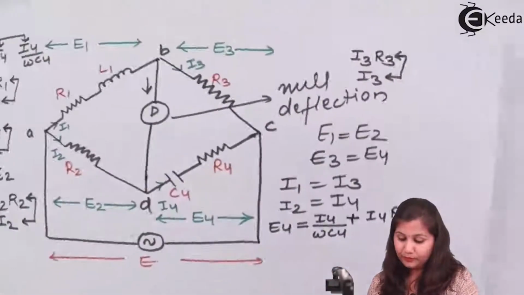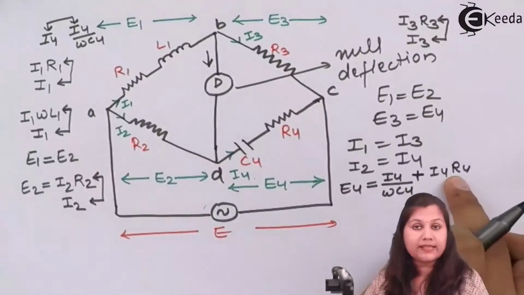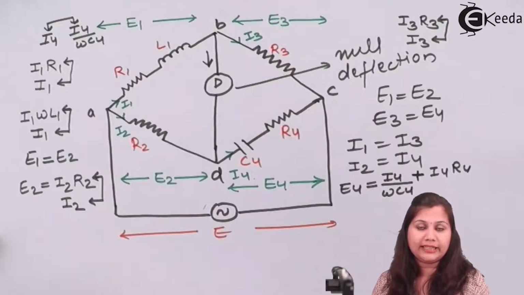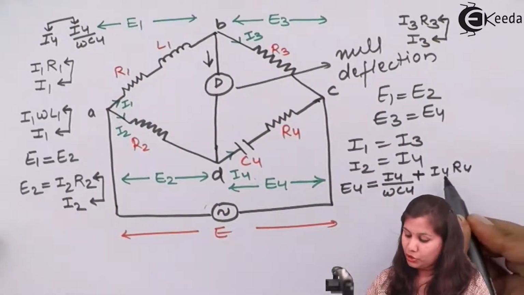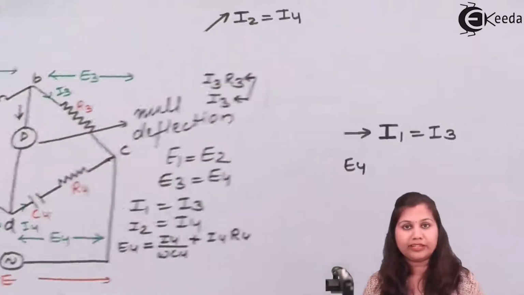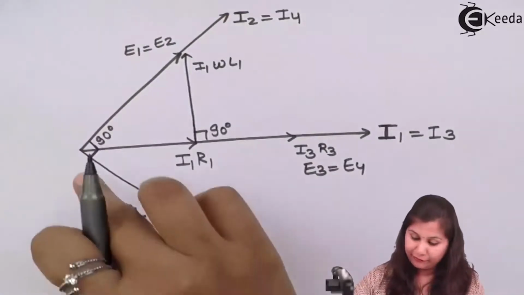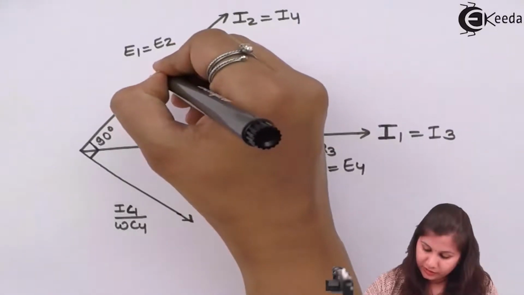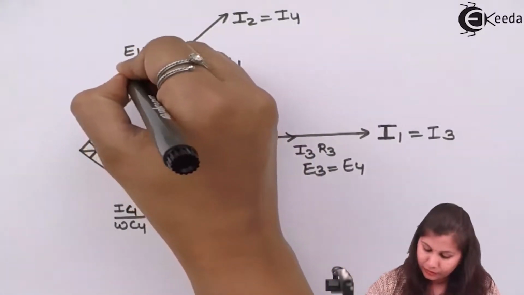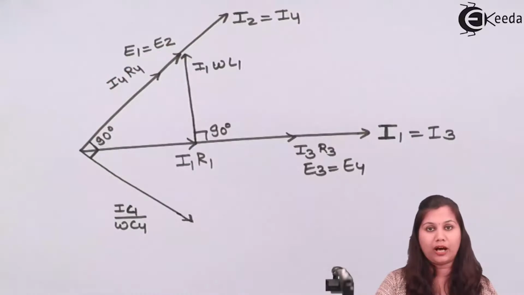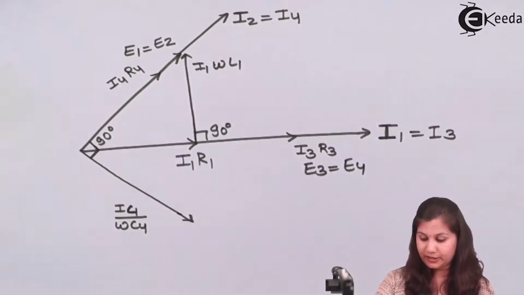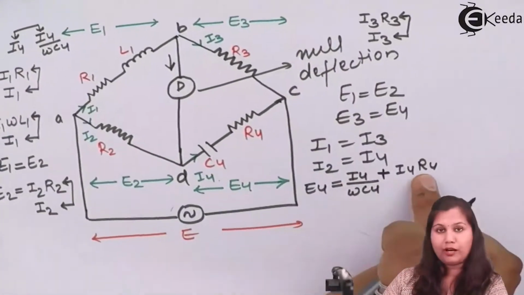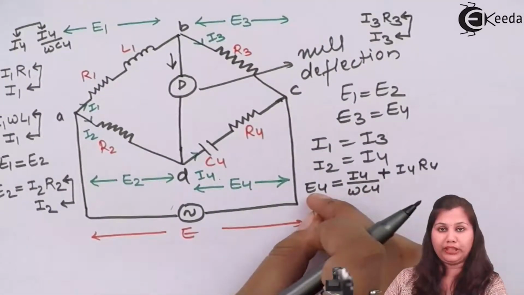Now talking about this resistance, in the case of resistance, the voltage and current are in the same phase with each other. So I4 R4 and I4 will be in the same phase. I4 is drawn on this line, so here we will have the voltage drop I4 R4 across the resistance. Now both these, I4 upon omega C4 and I4 R4, their sum is equal to E4.